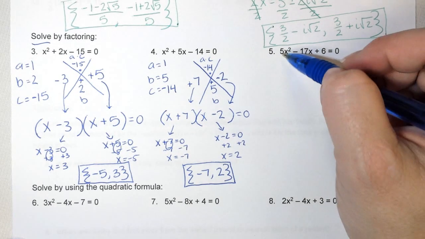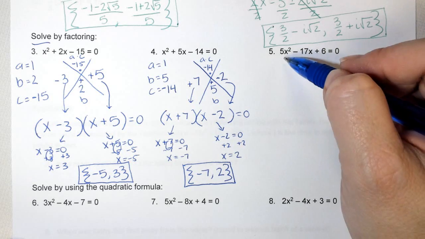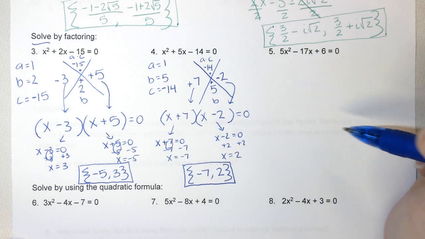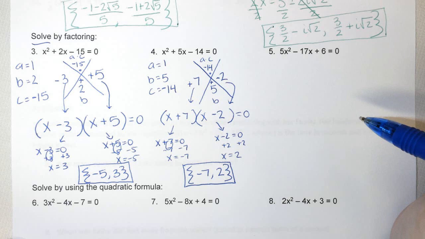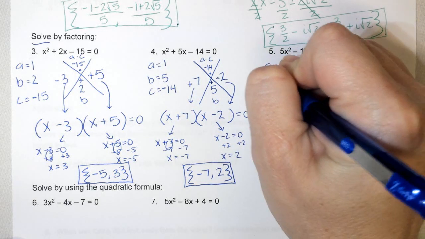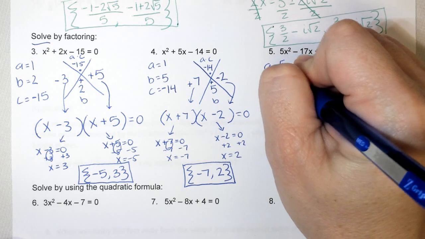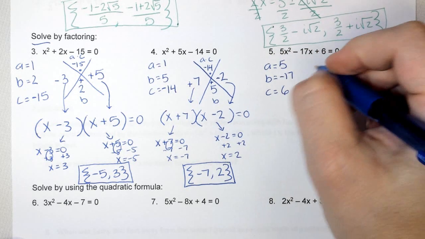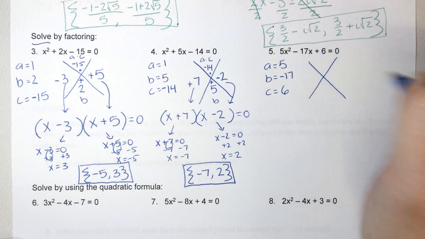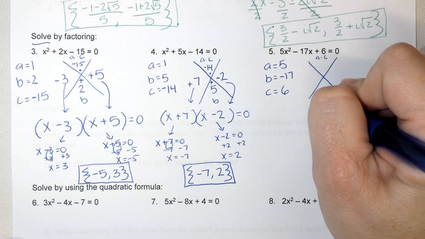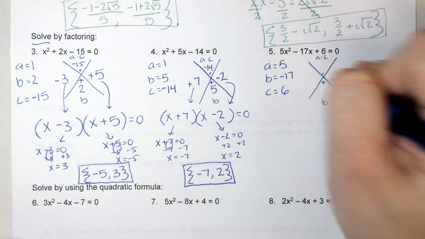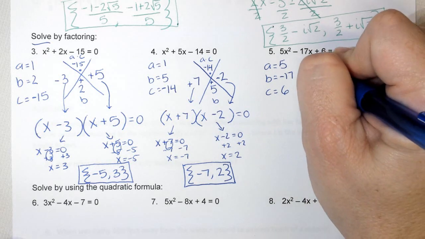Okay, number 5, A is not 1, and there is no GCF. 5 does not go into 6 or 17, and 5 is prime, so there's no GCF. So let's find our A, B, and C. A is 5, B is negative 17, and C is 6. A times C on top, B on bottom. 5 times 6 is 30.